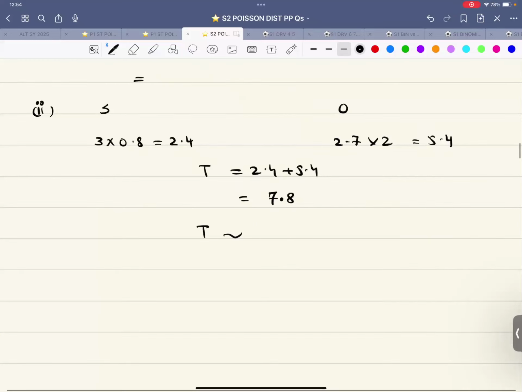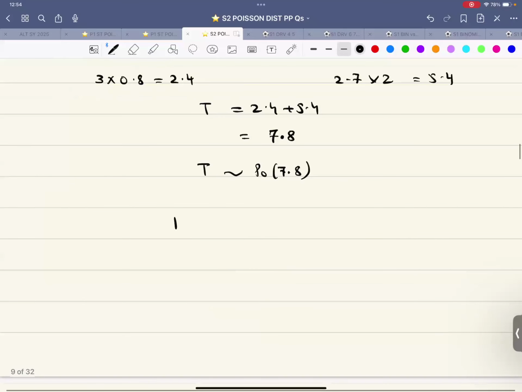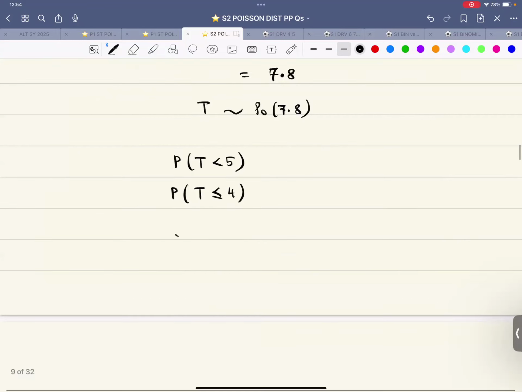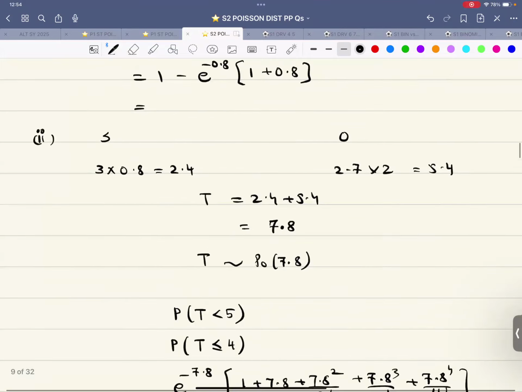So the total T follows a Poisson distribution with 7.8. And what are they asking us? Fewer than 5. So probability T is less than 5, probability T is less than or equal to 4. This is e raised to the power of negative 7.8, times 1 plus lambda plus lambda squared over 2 factorial, plus lambda cubed over 3 factorial, plus lambda to the power 4 over 4 factorial. And then you get this answer.